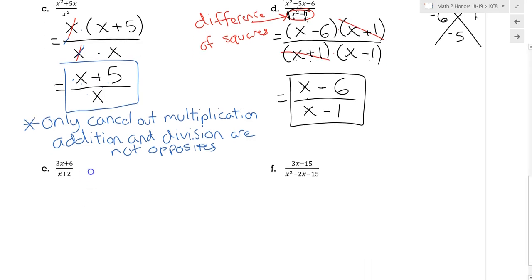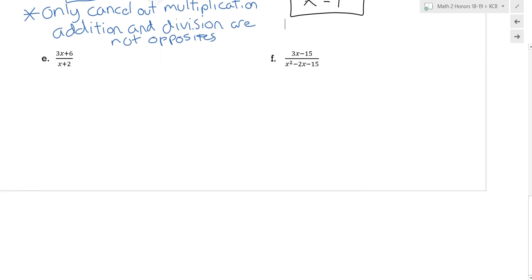All right, looking at letter E, 3 times x plus 6. Right? Here we have a greatest common factor of 3. When we take that out, we get x plus 2. Okay. Opposite of distribution. Then we have x plus 2 on the bottom. Thinking about what cancels out, I have a whole x plus 2 here and a whole x plus 2 here.